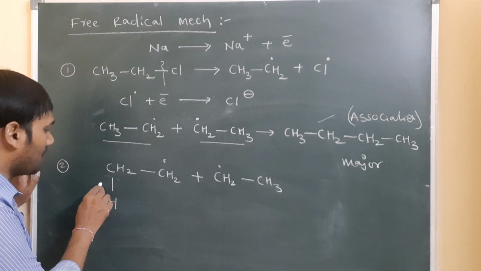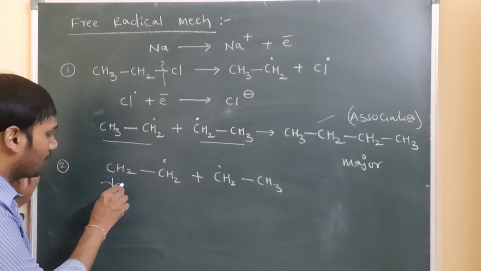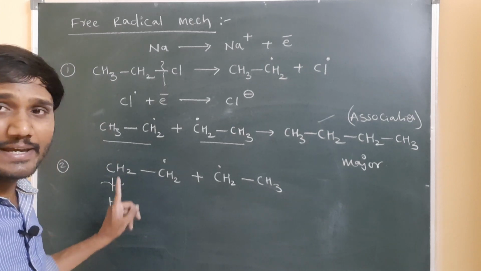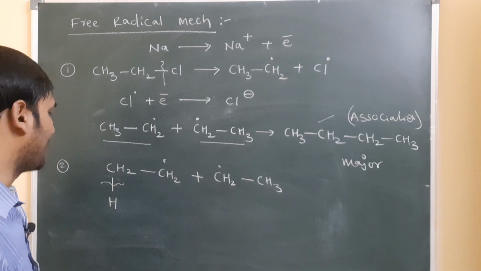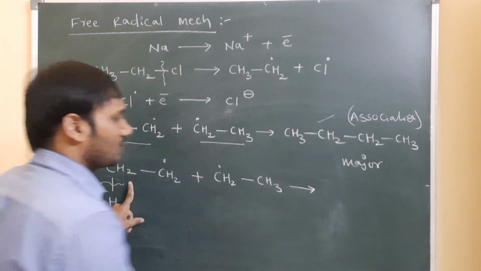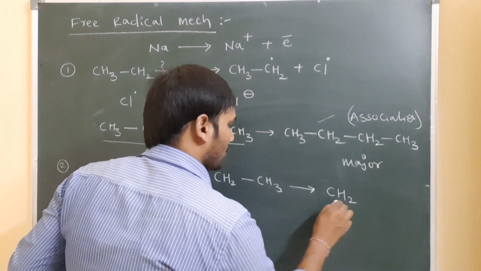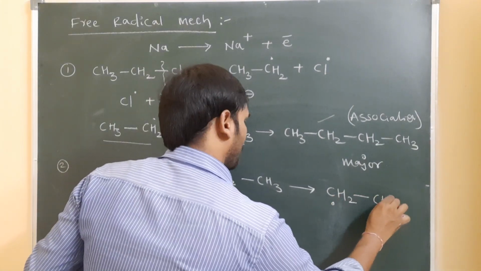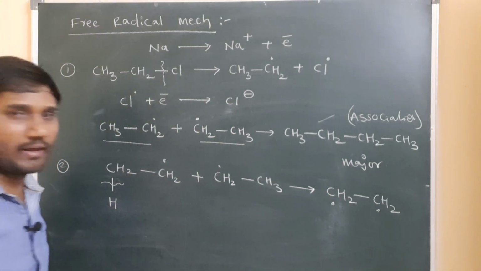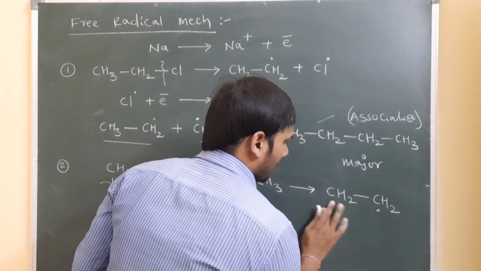Now again, this is participating in the bond breaking equally, that is, homolytic fission takes place. As a result of that, what products are formed here? A CH2 free radical, and at the same time another CH2 free radical. These 2 free radicals will combine.